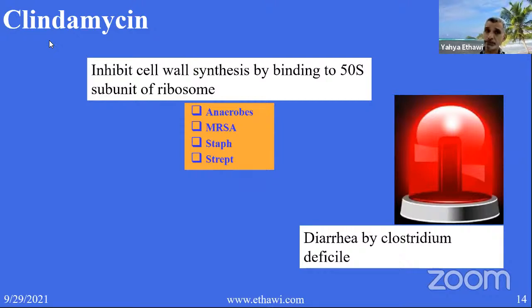What about clindamycin? It inhibits protein synthesis by binding to the 50S subunit of the ribosome, as we discussed, and it's very good against anaerobes, against MRSA, staph and strep. Therefore, it's very good for soft tissue infection. However, there is a stigma for clindamycin, which is the development of diarrhea caused by Clostridium difficile or toxic megacolon.